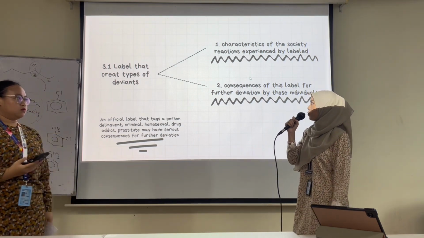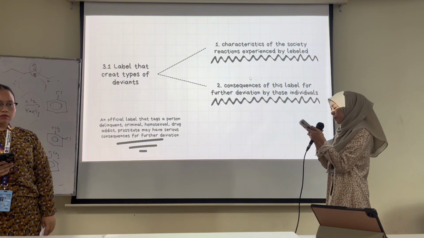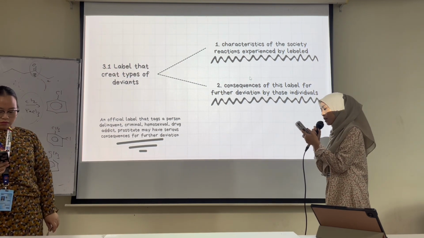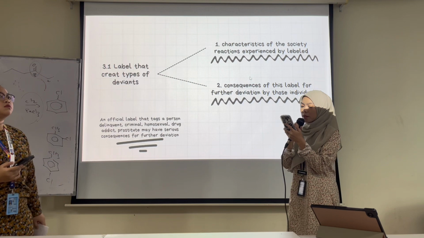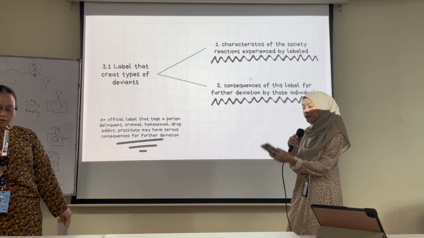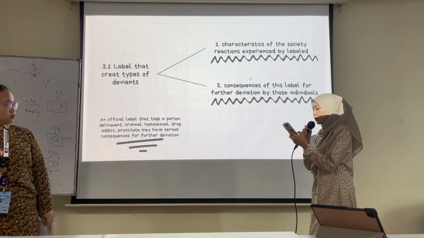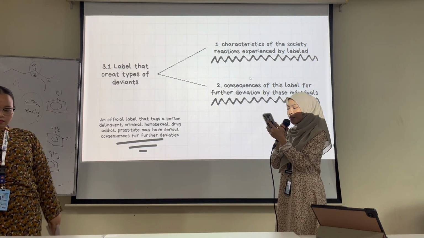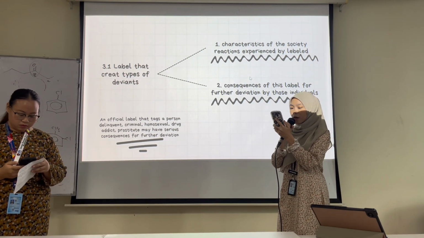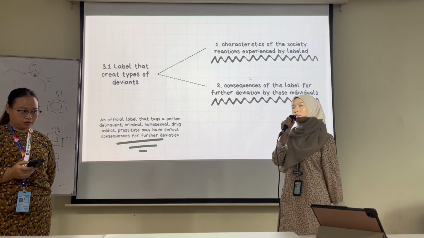So 2.1 is labels that create types of deviance. The first one is the characteristic of the society's reactions experienced by the label, and the second one is the consequences of this label for further deviation by those individuals. An official label that makes a person a delinquent, criminal, homosexual, drug addict, or prostitute may have serious consequences for further deviation.